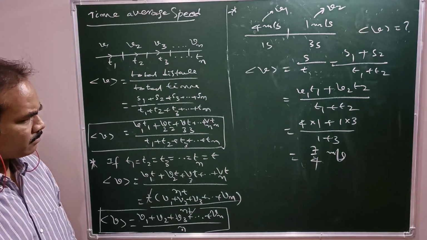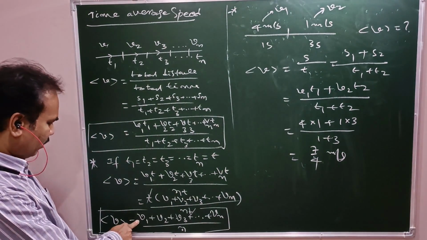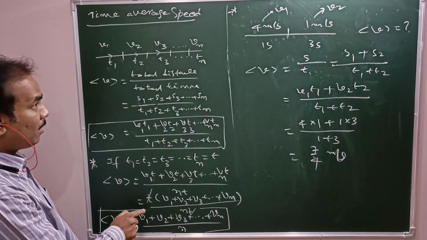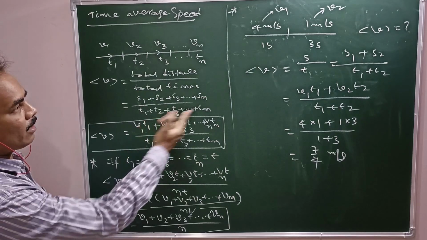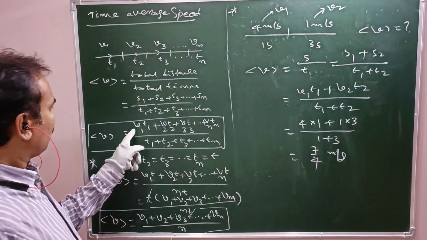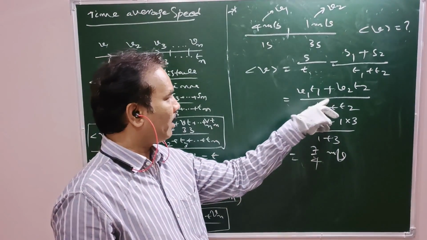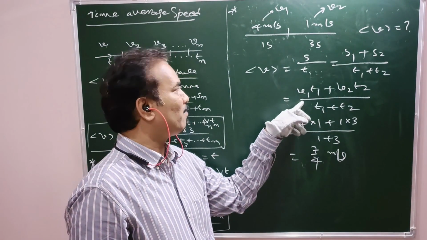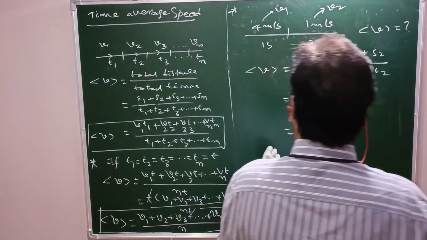Am I right? Otherwise, go with the straight formula, that is (V1 T1 + V2 T2) / (T1 + T2) straight away. You can also do it starting with this step. Okay, right? Coming to the next one.